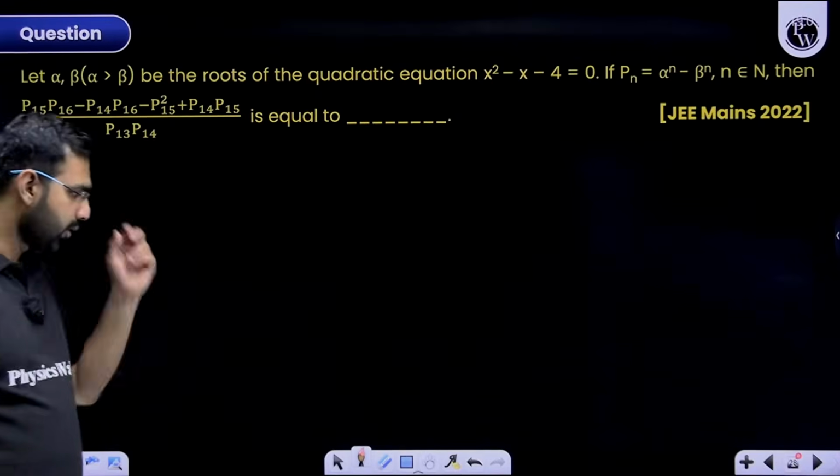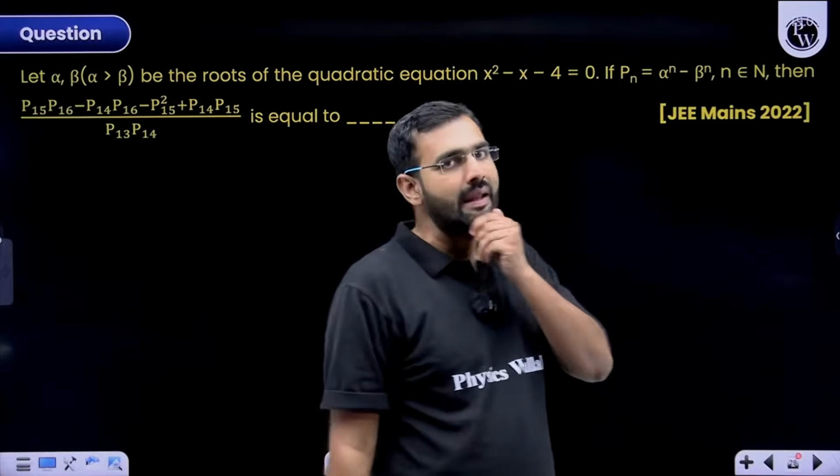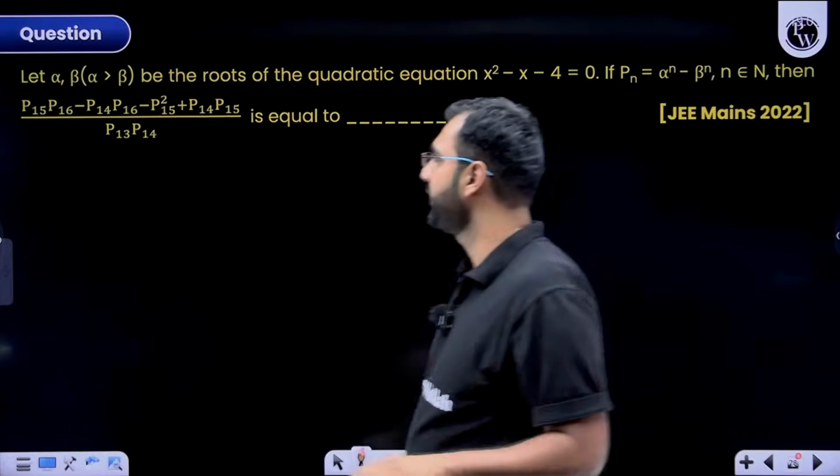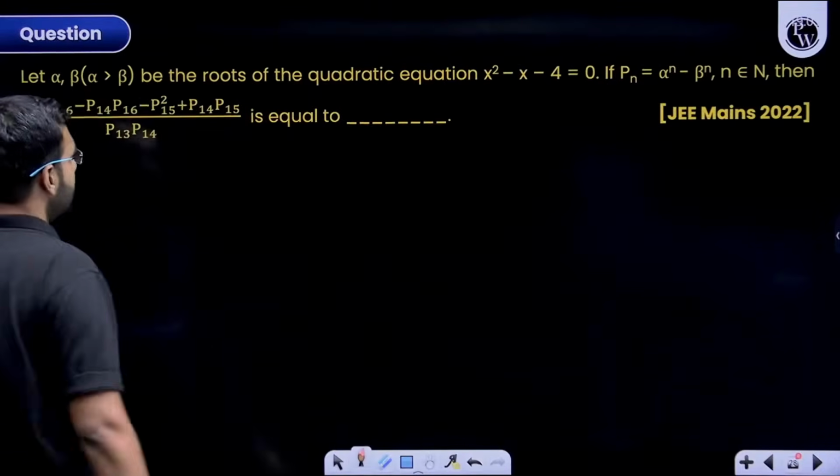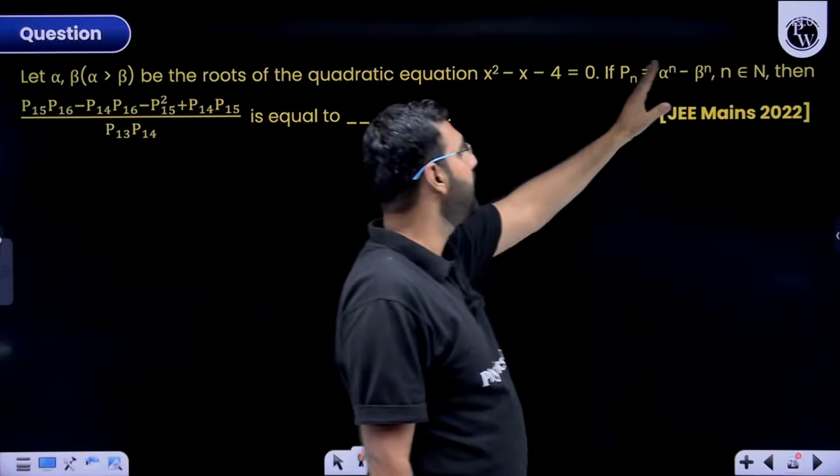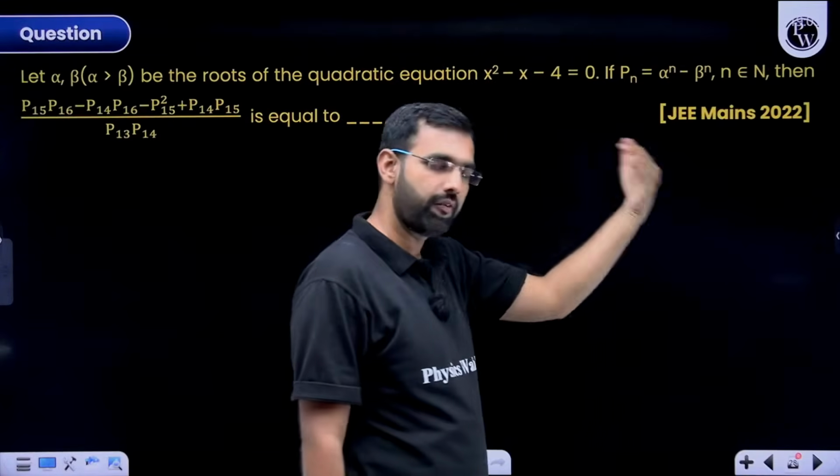Okay, so I believe some of you or most of you must have tried it. Let us discuss this question together. Here it says alpha and beta, where alpha is greater than beta, be the roots of this quadratic, where Pn is alpha to the power n plus beta to the power n, alpha to the power n minus beta to the power n.